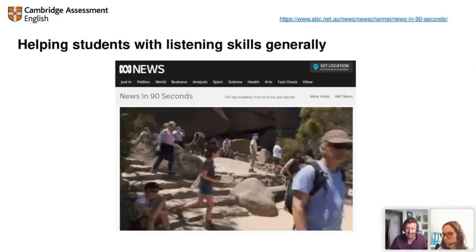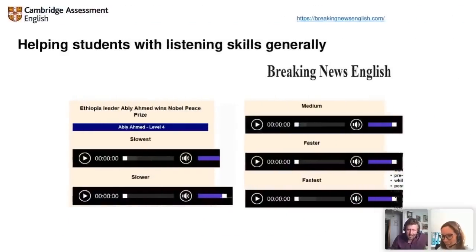Again, I think this is abc.net for some Australian accents, some exposure to some Antipodean accents. Breaking News English also has this functionality. Victoria? Yeah, you can accelerate the speed, make it faster or slower, depending on your students' level. Try to make it always sound natural. But it is a nice way to scaffold the listening process. So building stage by stage the listening, exactly.